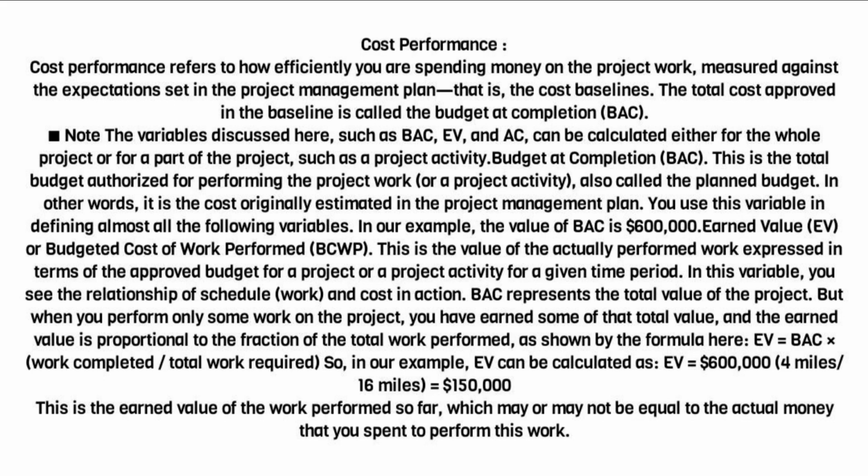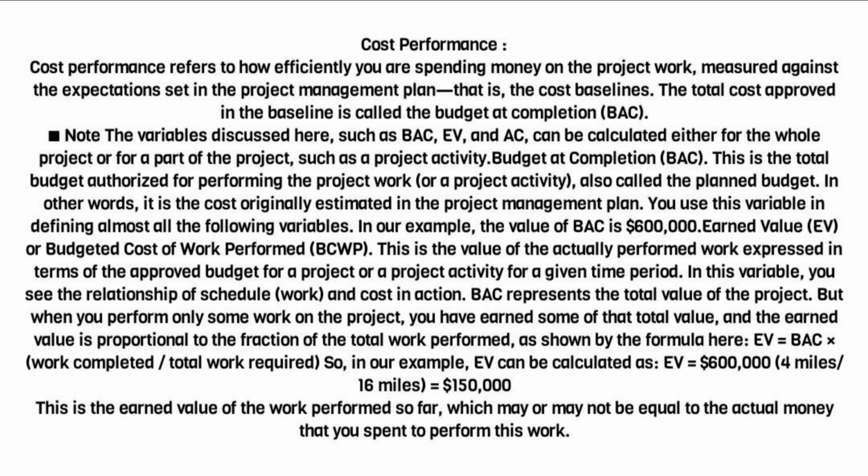Earned value, EV, or budgeted cost of work performed, BCWP. This is the value of the actually performed work expressed in terms of the approved budget for a project or a project activity for a given time period. In this variable, you see the relationship of schedule, work, and cost in action. BAC represents the total value of the project. But when you perform only some work on the project, you have earned some of that total value, and the earned value is proportional to the fraction of the total work performed, as shown by the formula here. EV equals BAC times work completed / total work required.